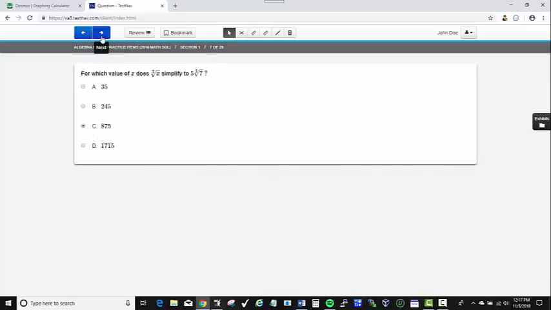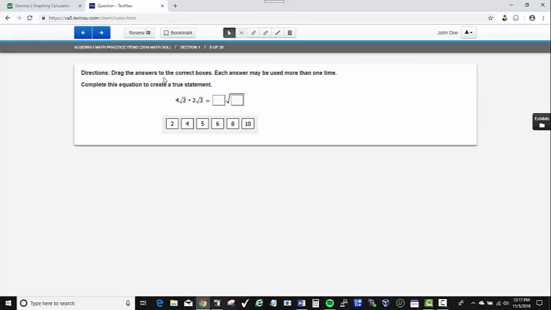Let's move on. Drag the answers to the correct boxes. Each answer may be used more than one time. Complete this equation to create a true statement.